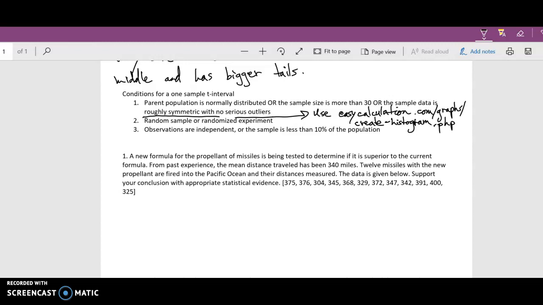Now, it doesn't tell us what percentage we want our confidence level to be at. So we're going to have to make a decision. Typically, it's either 90, 95, or 99. So before we even get cracking, we're going to do conditions. We're going to say this is a one sample t interval, first and foremost.